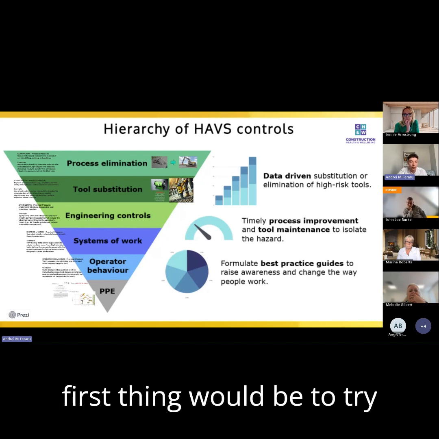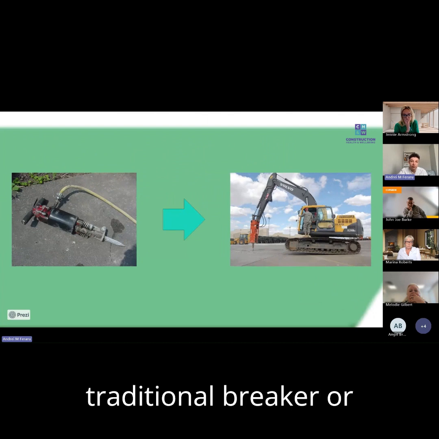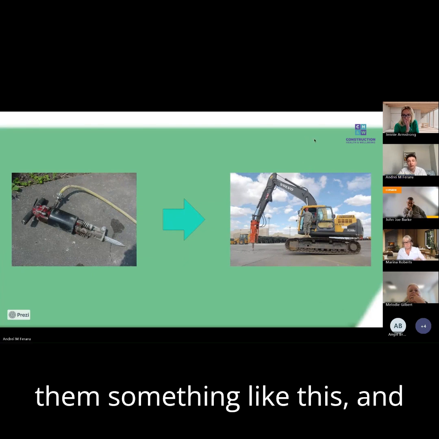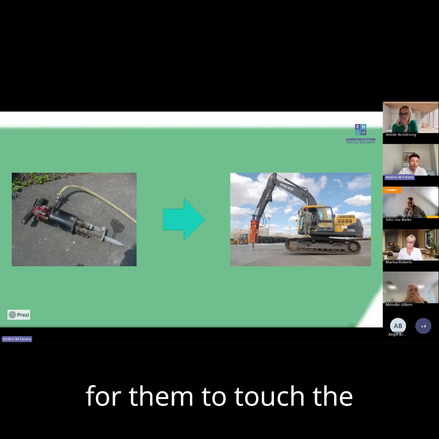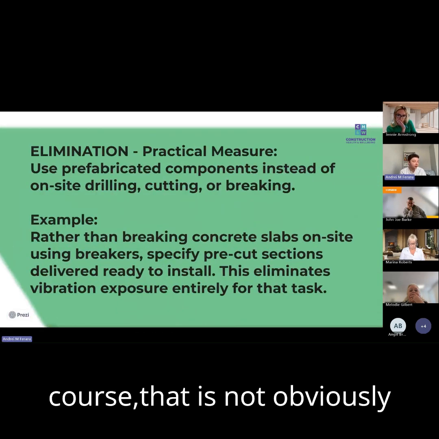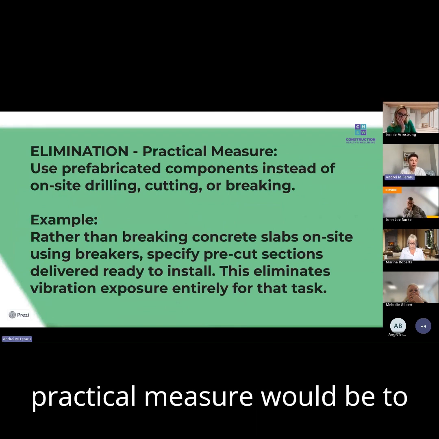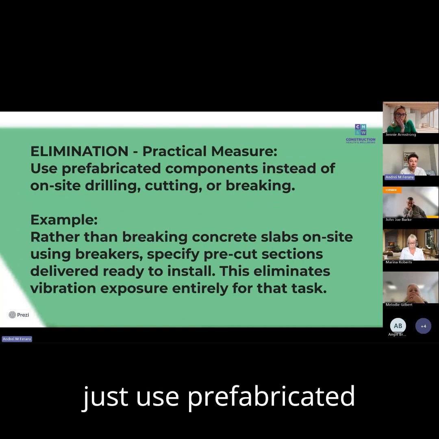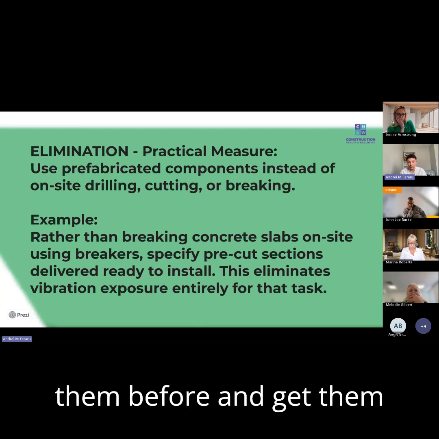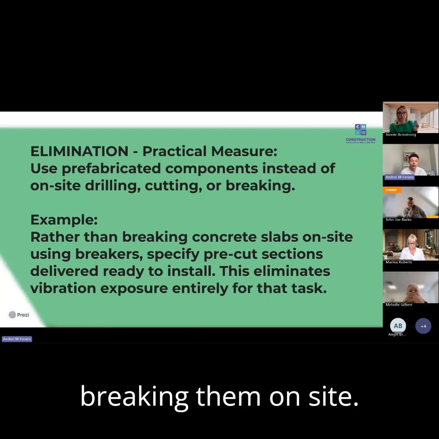So the first thing would be to try to eliminate the risk, and that means instead of using a traditional breaker or jackhammer, if you can get them something like this, there won't be a need for them to touch the vibration equipment. Now, of course, that is not obviously affordable for every business out there, but another practical measure would be to just use prefabricated components. So get them beforehand and get them delivered as you want them to be, rather than making them or breaking them on site.